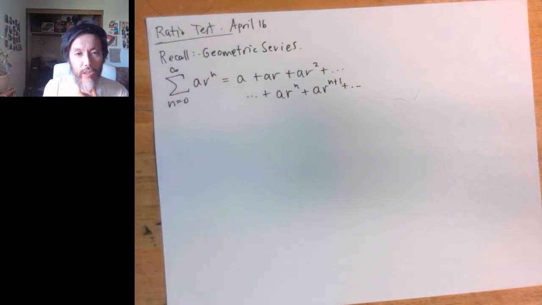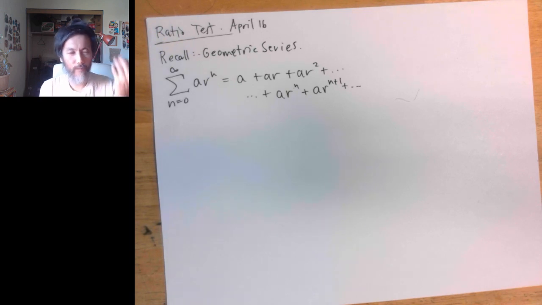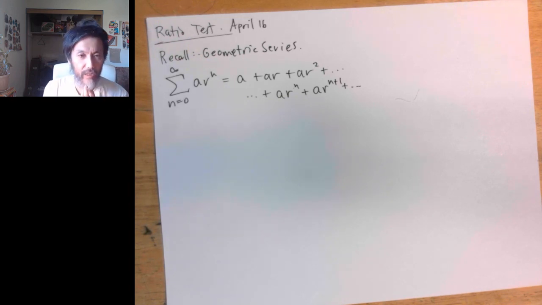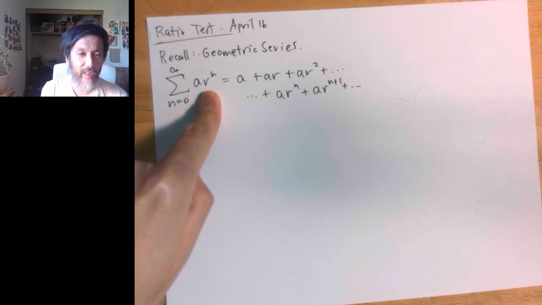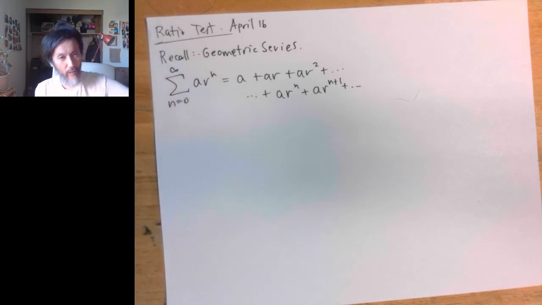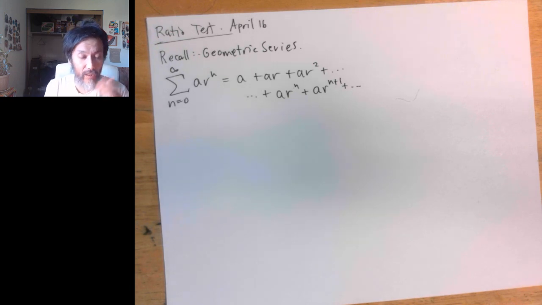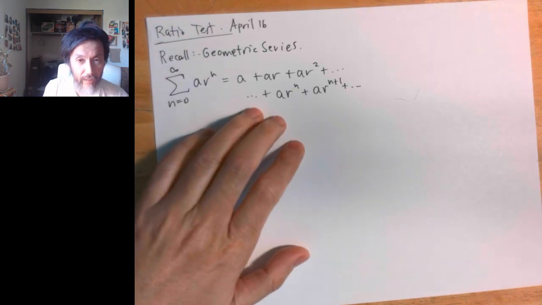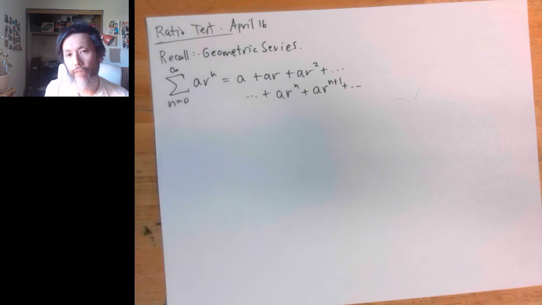Now, one thing I want you to notice about when a geometric series converges. Suppose that this is a convergent geometric series, and we know precisely the conditions under which that happens. That happens when the absolute value of r is less than 1. You can go back and review our lecture on geometric series if you don't recall that, but that's a fact.